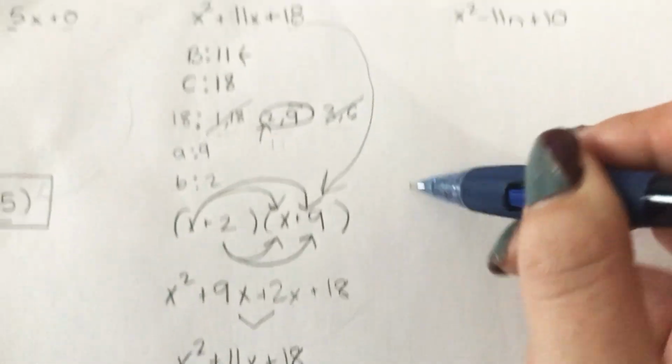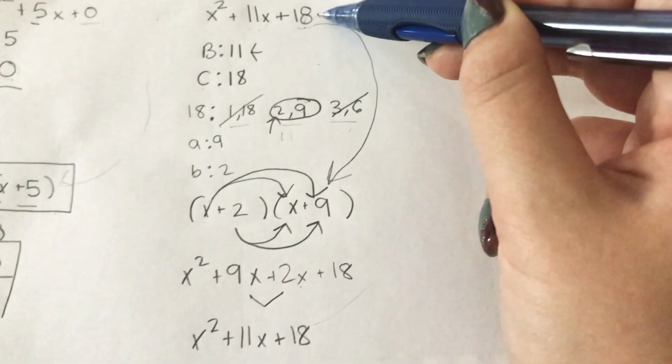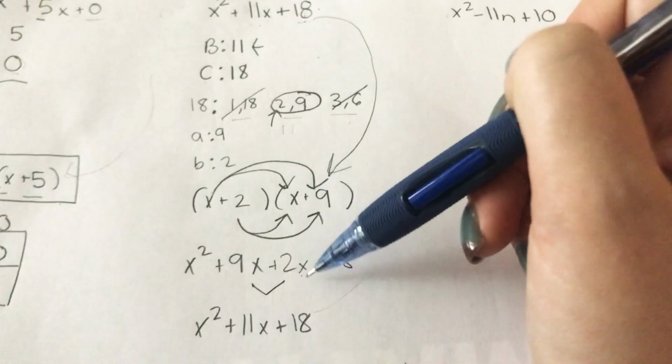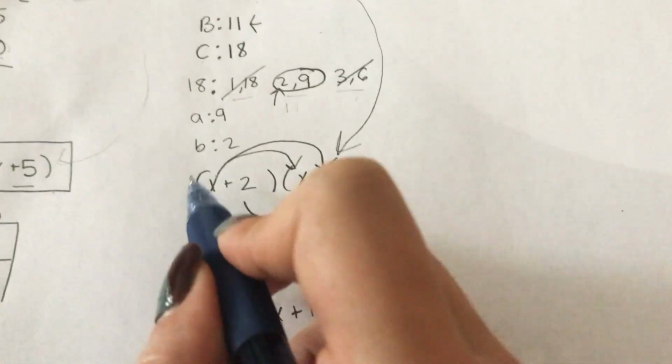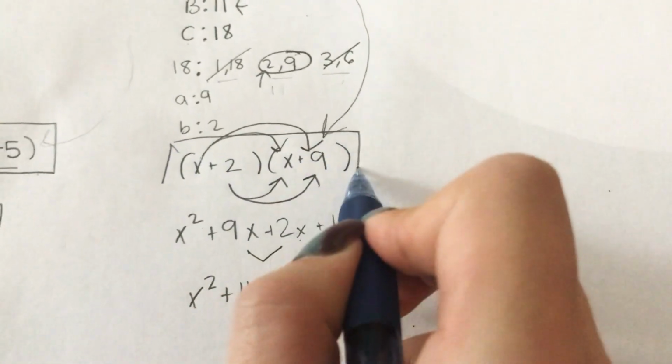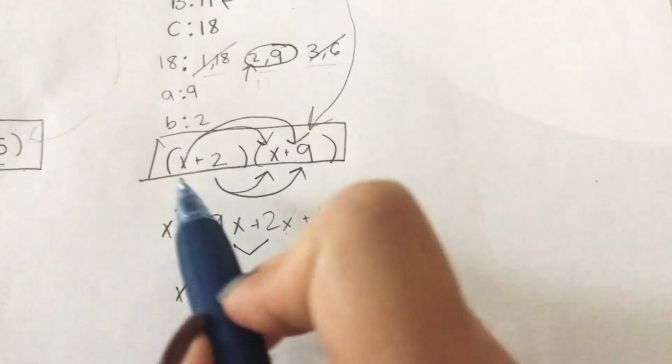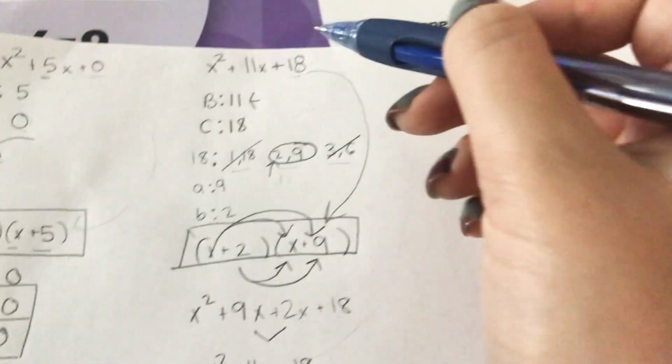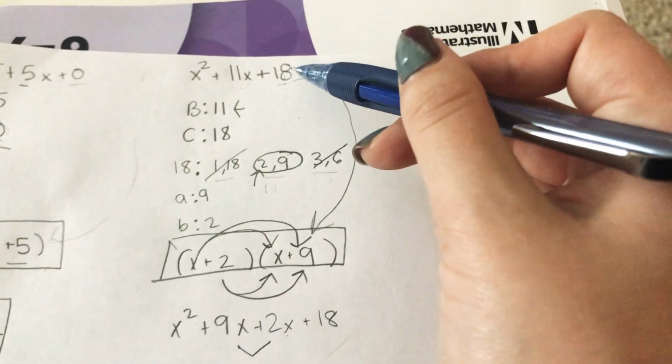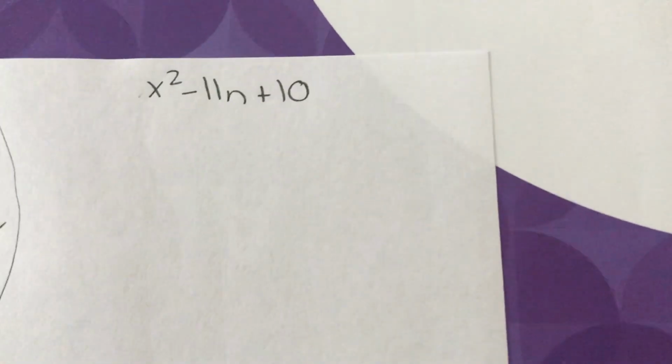Now, is this matching what my original standard form was? x squared plus 11x plus 18? Yes, it did. So I could conclude that I did it correct. This is my final factored form, x plus 2, x plus 9, that I was able to figure out given the standard form. All right, one more example here that I have for us that's a little bit different.